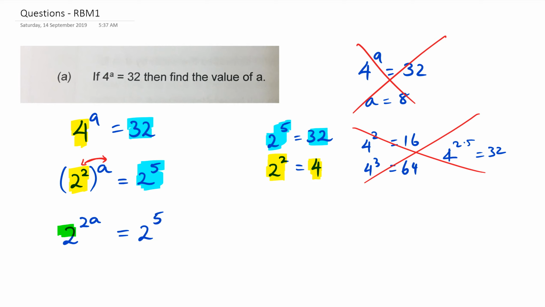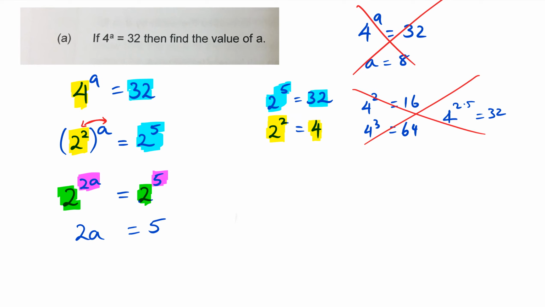And now because the two bases are the same, we can say that the powers are equal to each other. So we can say 2a equals 5, and then rearranging it, we get a is equal to 5 over 2, which means we can say a is equal to 2.5.